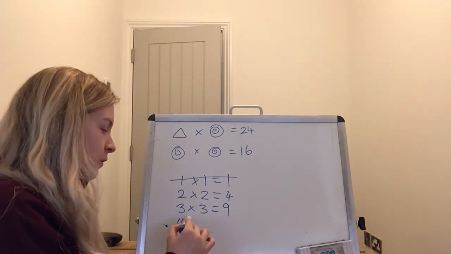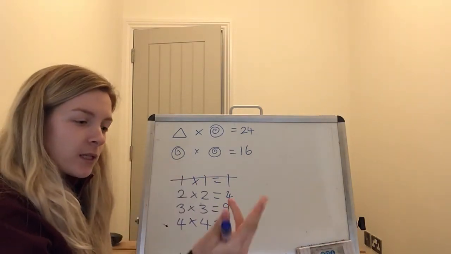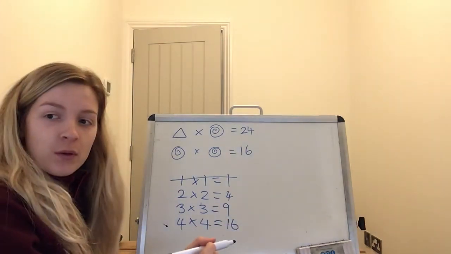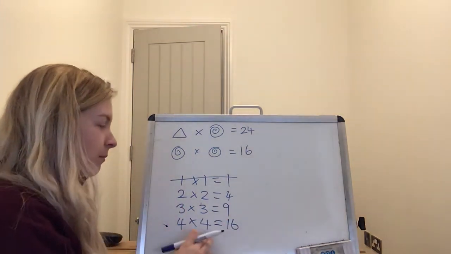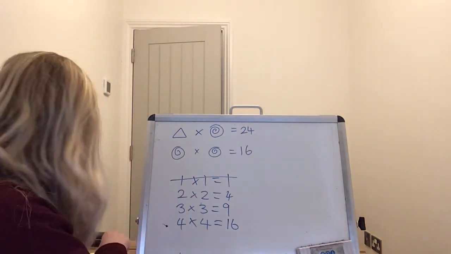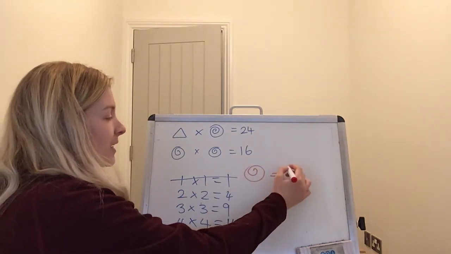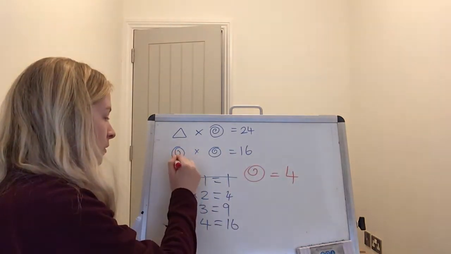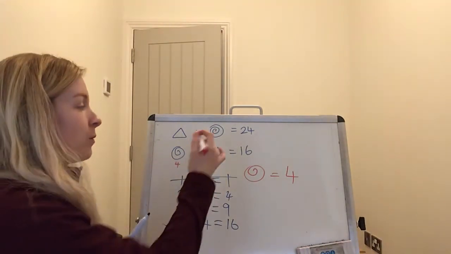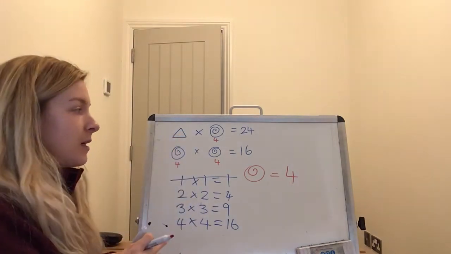Let's try 4. 4 lots of 4. 4, 8, 12, 16. Oh, 4 times 4 is 16. The same number twice equals 16. So that must mean that the spiral is equal to 4. So this is 4 times 4. So that also means that in the top one, this is 4. So now we can work out what the triangle is.